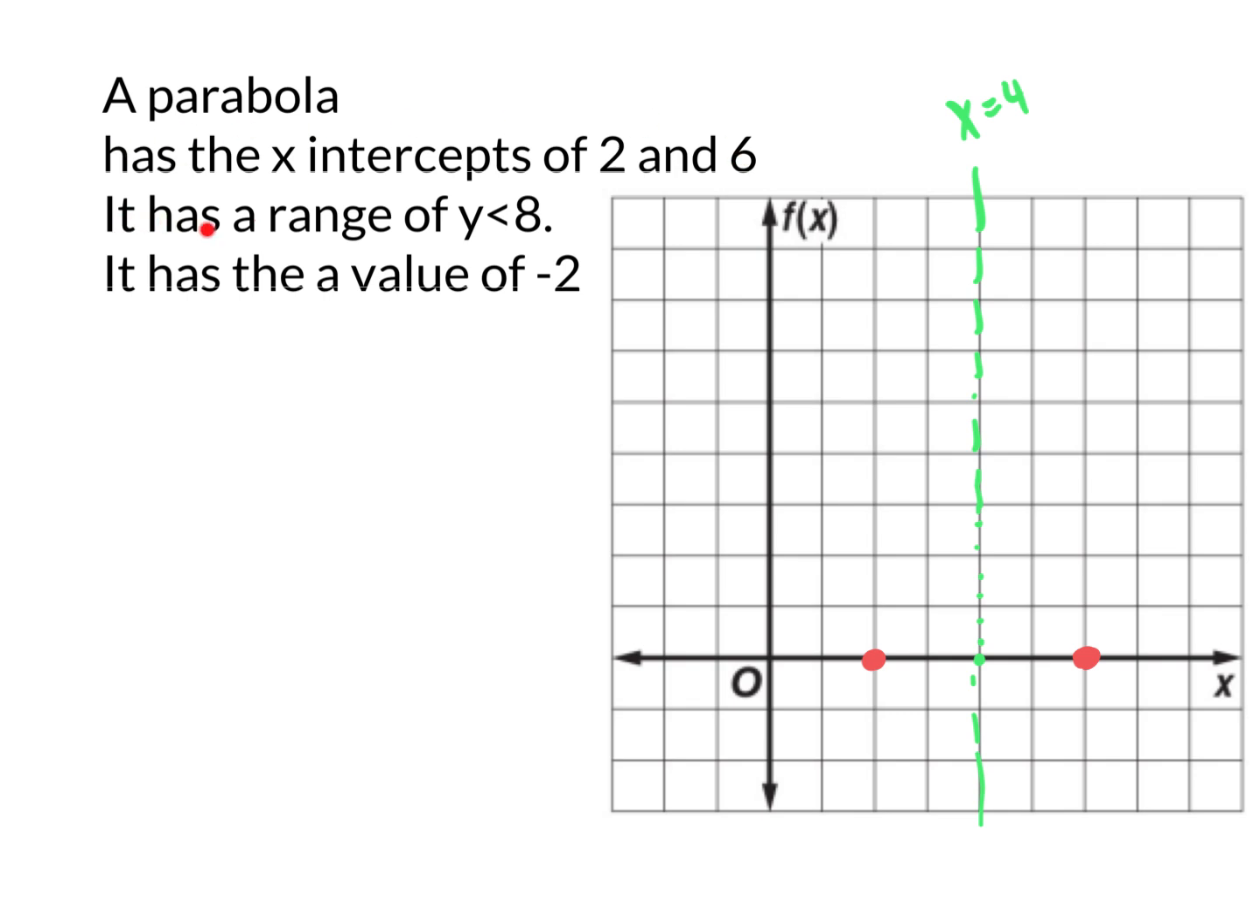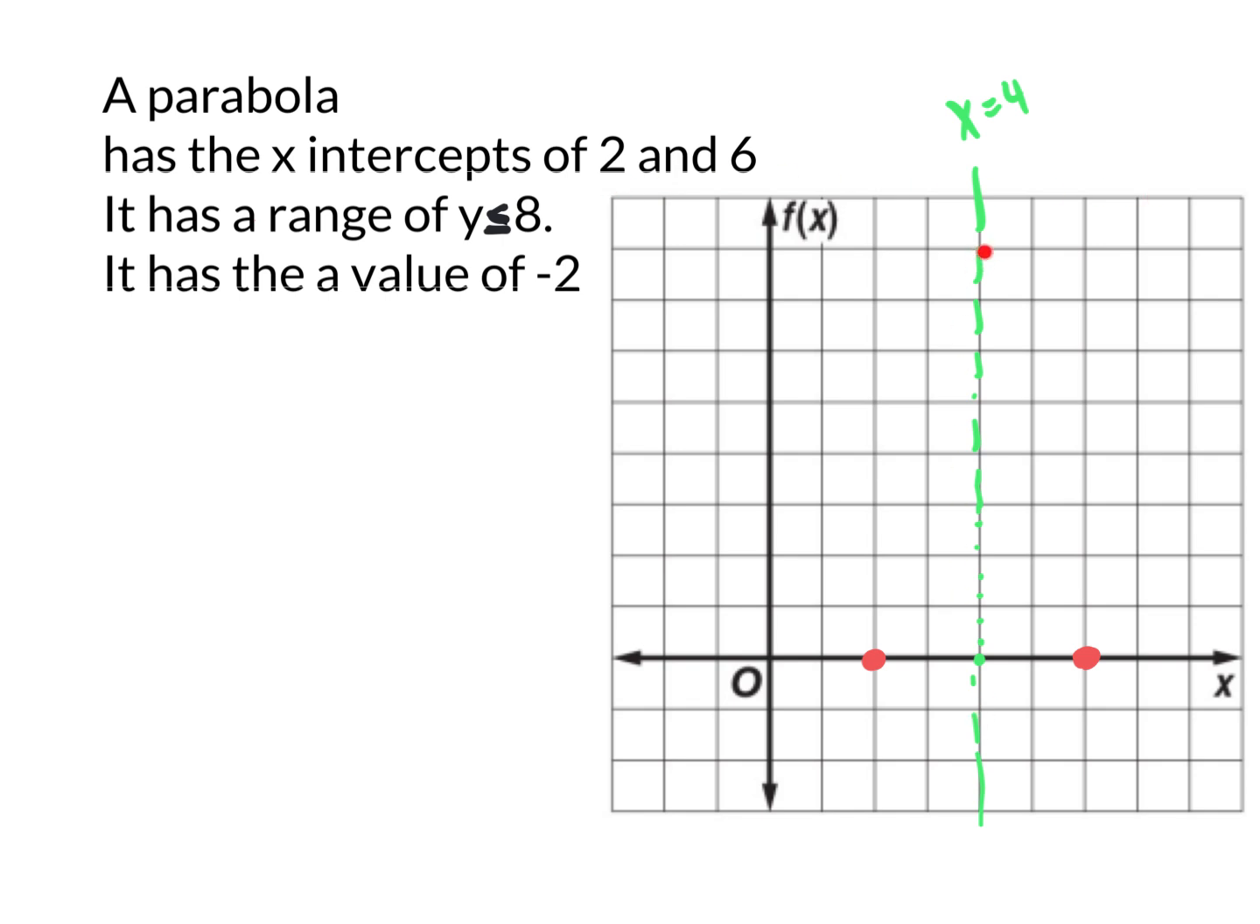Moving on, it says it has a range of y is, oh, and I apologize, this was a typo, y is less than or equal to 8. Y is less than or equal to 8. So we should know that the range involves the y value of your vertex. So technically, the y value of your vertex is at 8. In other words, this parabola doesn't exist at 9. It starts existing at 8 and below.